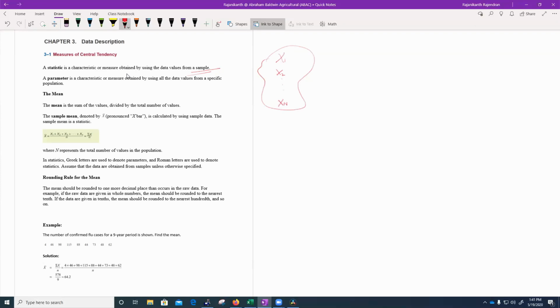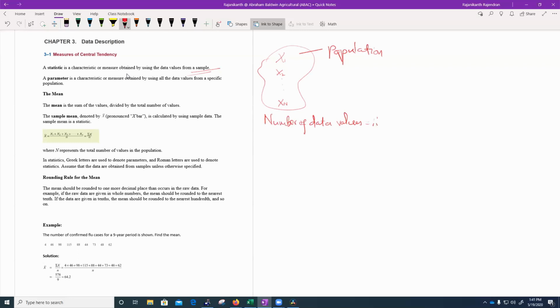Okay, so if you consider all the data values, that collection is called the population. So the population means what? It contains all the possible data values. Okay, so in this case, I have the number of data values.